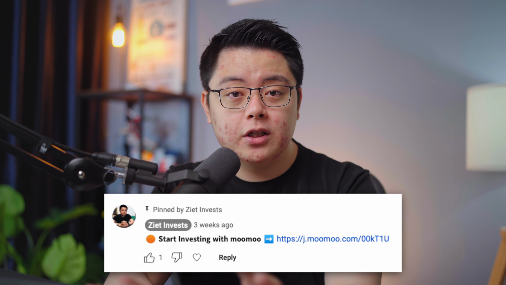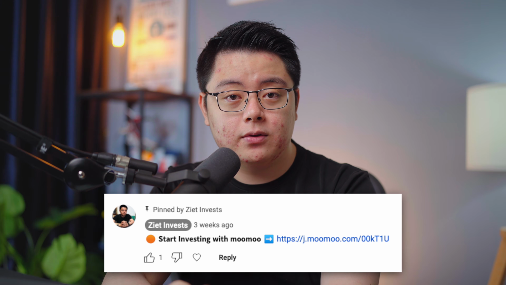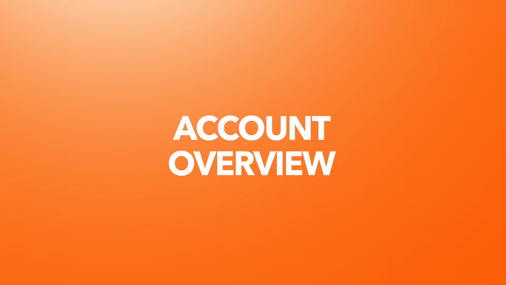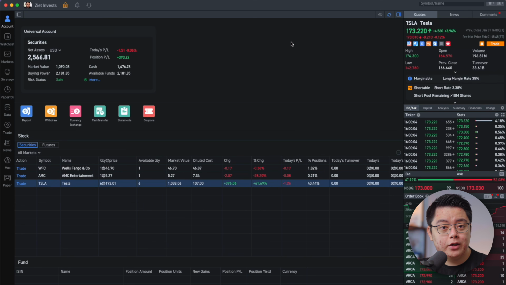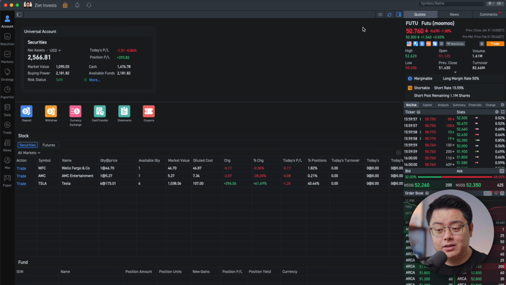So without further ado, let's start by understanding the basics of the platform and your account. At the top here, you have a small drop down icon that you can toggle between white or dark mode. Personally, I would just keep this at dark mode because the US market usually opens at night for me here in Malaysia. So it's definitely not as harsh on my eye as the white mode.